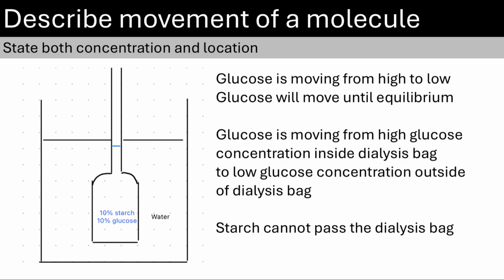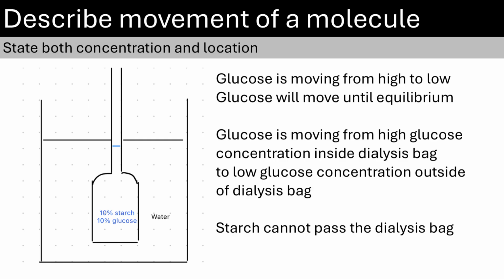In this experimental setup, there is a large beaker filled with water and a small dialysis bag that contains 10% starch and 10% glucose solution, and a glass tubing is inserted into the dialysis bag. To write a good answer, be sure to describe both the concentration and the location.